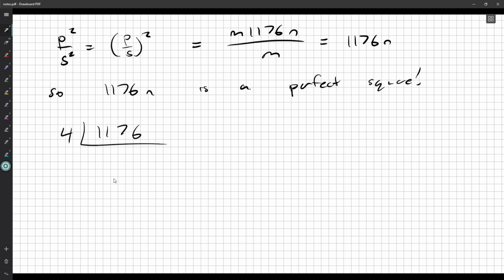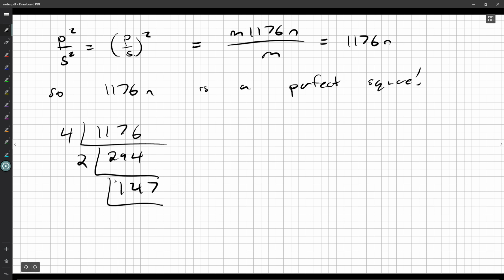1176 divided by 4. 294. That's definitely a multiple of 2, but not a multiple of 4. 147, is that... No, that's a multiple of 3. 3, and then we get 49. So 1176 is 2 to the 3, 3 to the 1, and 7 squared.